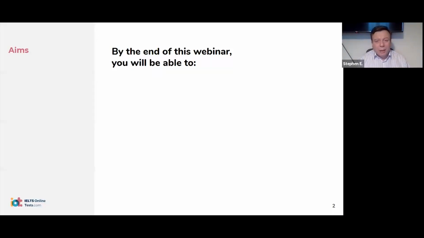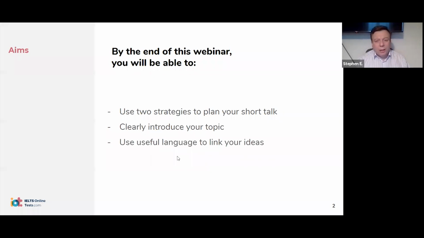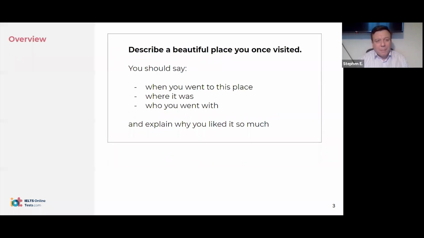So by the end of the webinar, you should be able to use two strategies to plan your short talk. And then you should be able to clearly introduce your topic, use useful language so that you can link your ideas, and then describe a place you visited. So obviously there's lots of different topics, but you can use this to help you plan a number of different topics, okay? We'll talk about that in a minute.